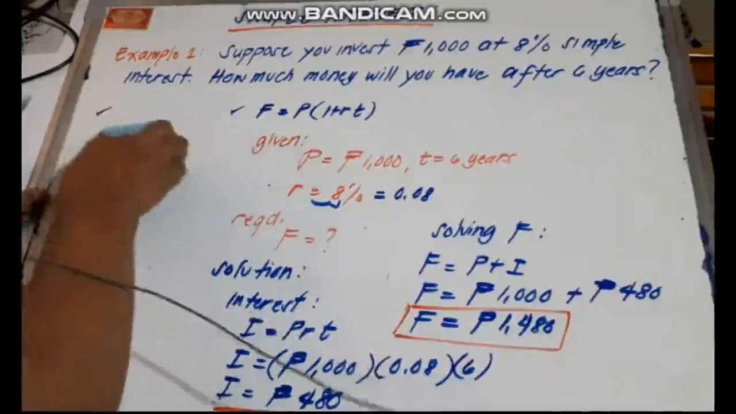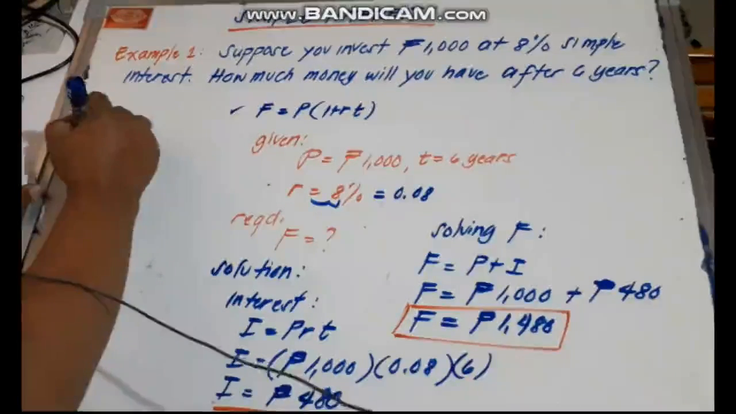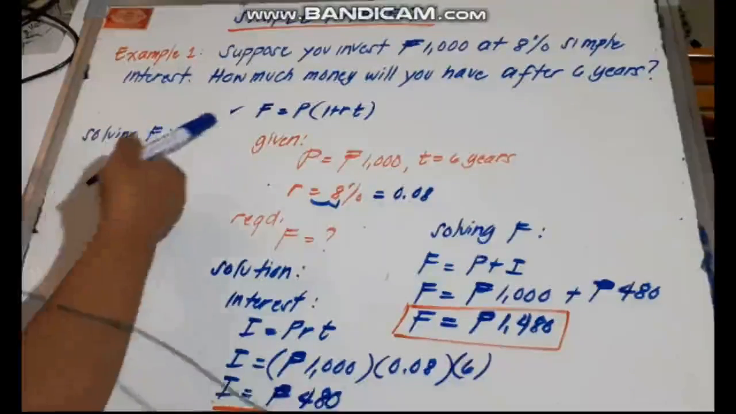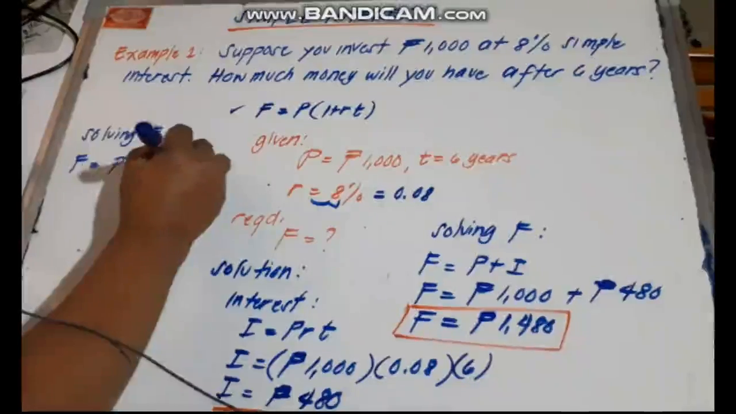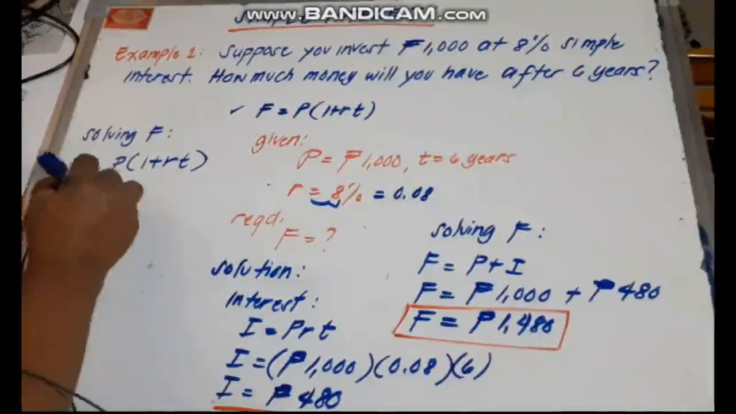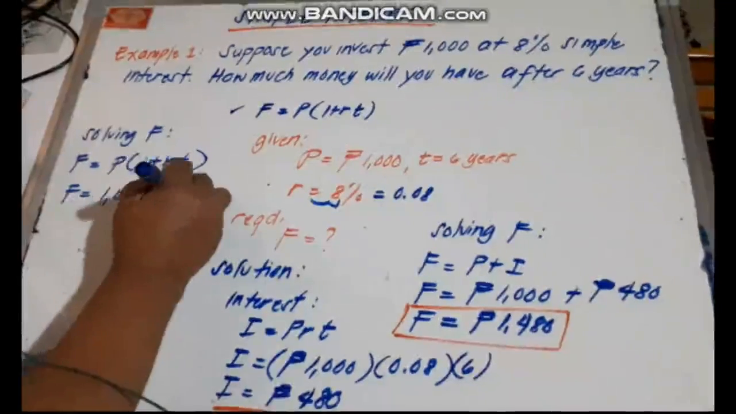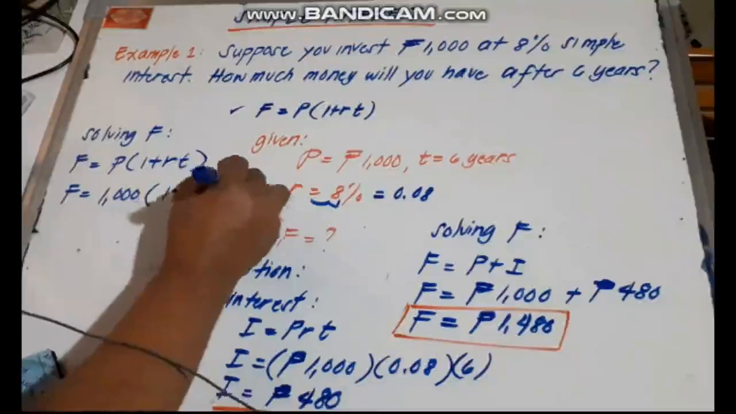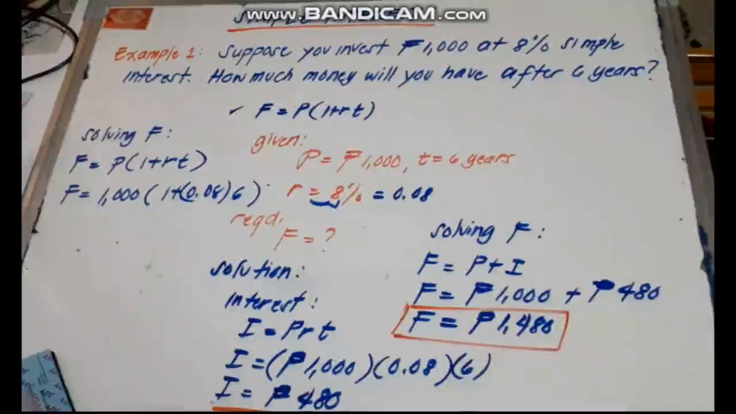Now, we're going to try the other formula in solving for the value of F. So that we have F equals P quantity 1 plus RT. We should have the same value as our first solution. So P quantity 1 plus RT, we have P equals 1,000 pesos times quantity 1 plus rate is 0.08 times, another opening parenthesis, times T, which is 6 years.